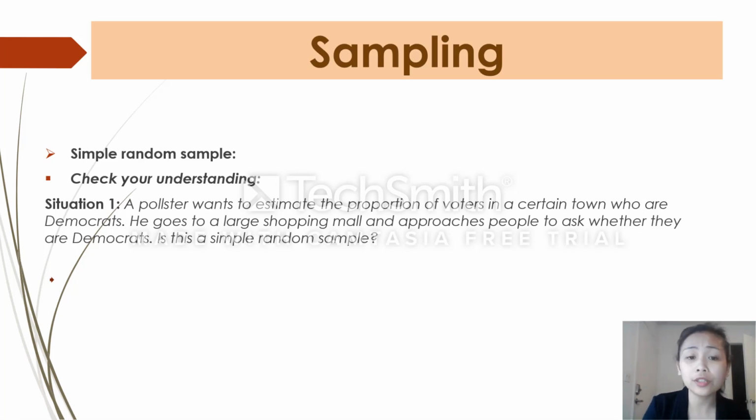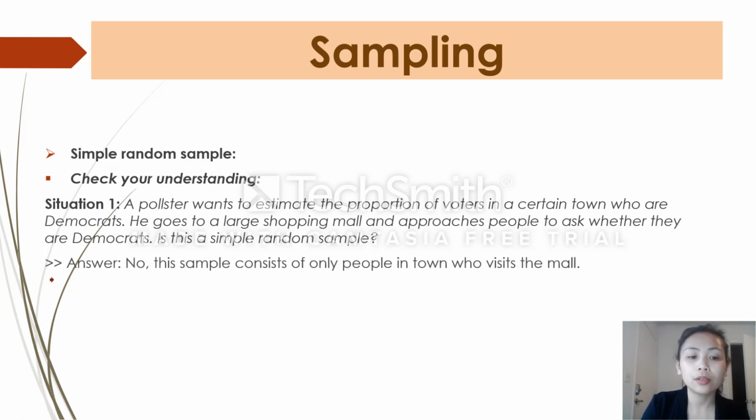Here, what we need to check is randomness. Since the pollster goes to a large shopping mall and approaches people to ask about their opinion about Democrats, this is not a simple random sample, because this sample collects only people who go to the mall. So the answer is no, this sample consists of only people in town who visit the mall.